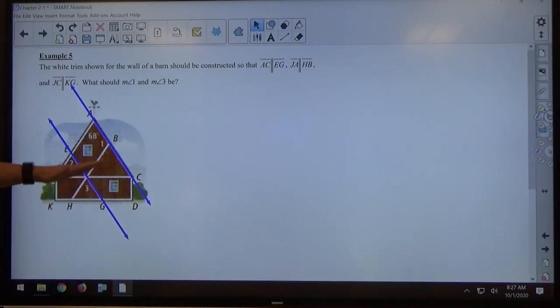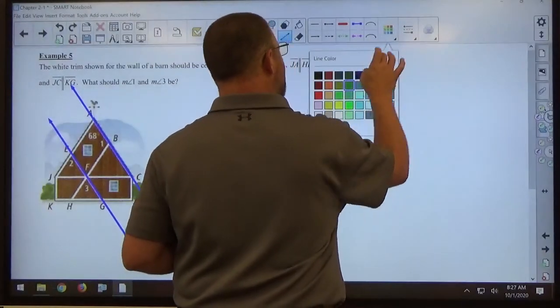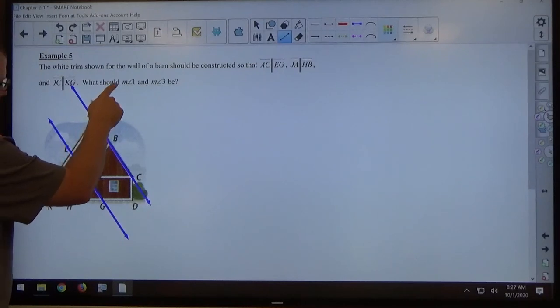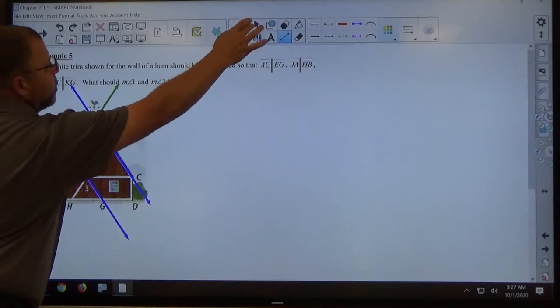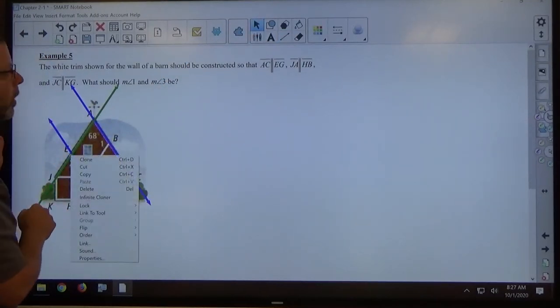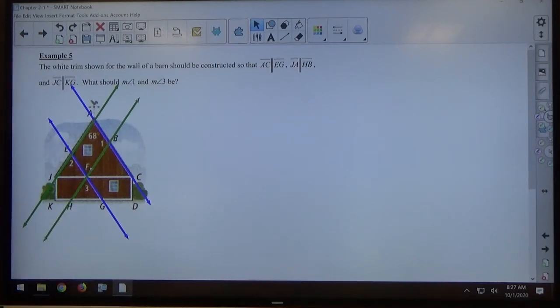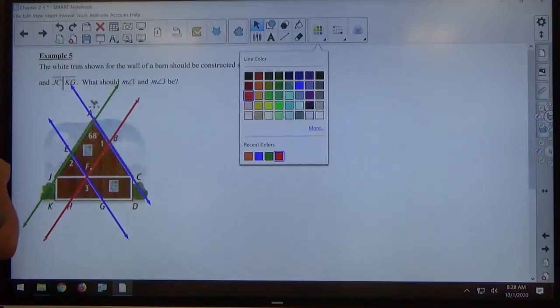And notice I drew the lines longer than the barn. Okay, the barns have segments. I'm going to draw the lines longer so we can get the entire visual of the picture going on here. And it says JA, which is this one, is supposed to be parallel to HB, which is that one. There we go, those are parallel. And JC, which is this one.